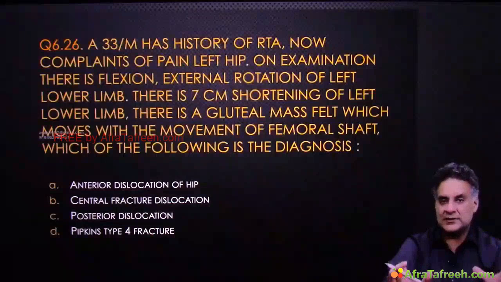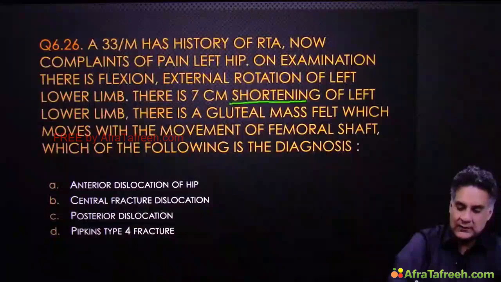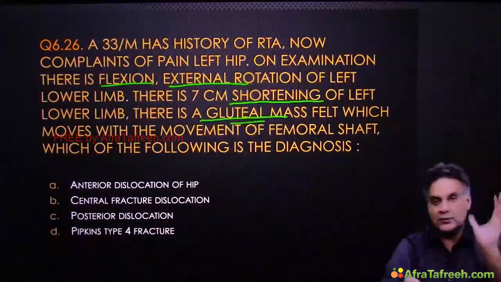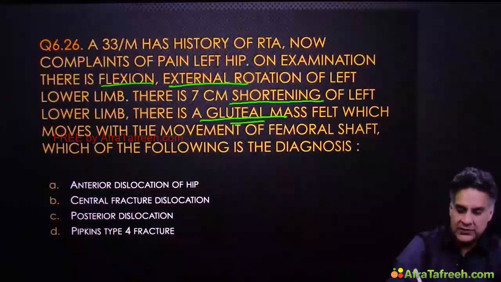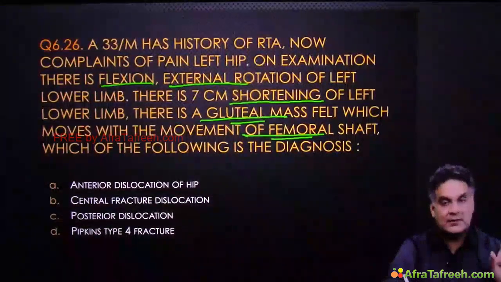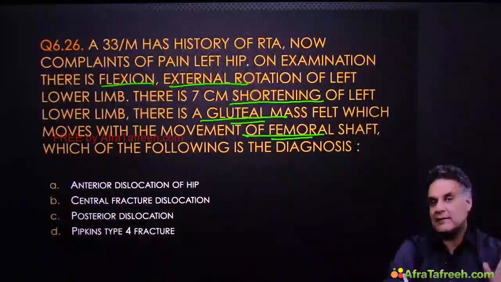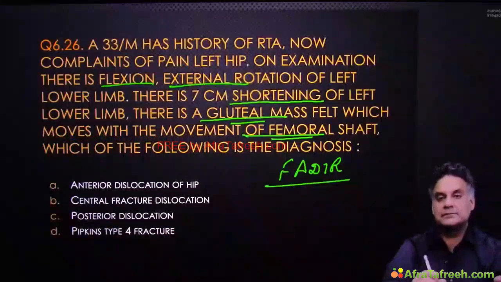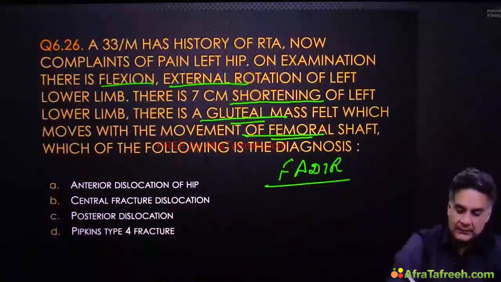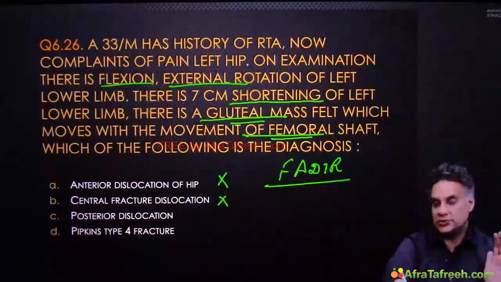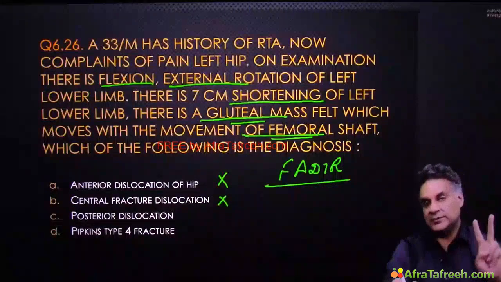A patient has a history of RTA, complains of pain in the hip, young man. There is flexion, external rotation of the left lower limb, 7 centimeter shortening. There is a gluteal mass. A gluteal mass that moves with the movement of the shaft suggests posterior dislocation. Posterior dislocation should have shortening, that's okay, but should have internal rotation. So it does not have that, and there is a gluteal mass. Central is out because it should be per rectal, anterior is out. Shortening with a posterior mass, 2 options.